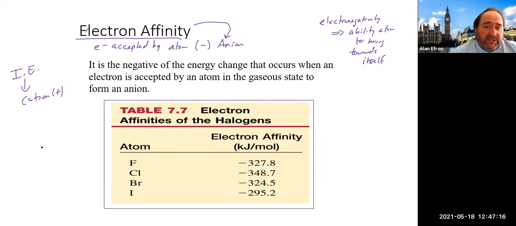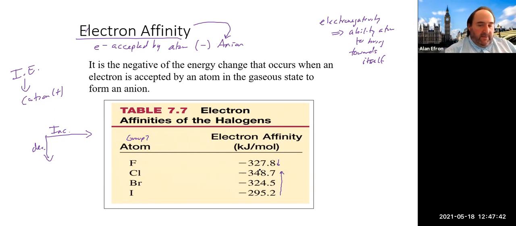In general, the general trend on the periodic table for electron affinity is it does increase as you go to the right and decrease as you go down. It's not perfect, as you can see here in group 7. This would be group 7 on the periodic table. It generally increases as you go up, but then we kind of go backwards a little bit here with the last one. So it's not a perfect trend in terms of increasing and decreasing, but that's sort of the general trend that we see.